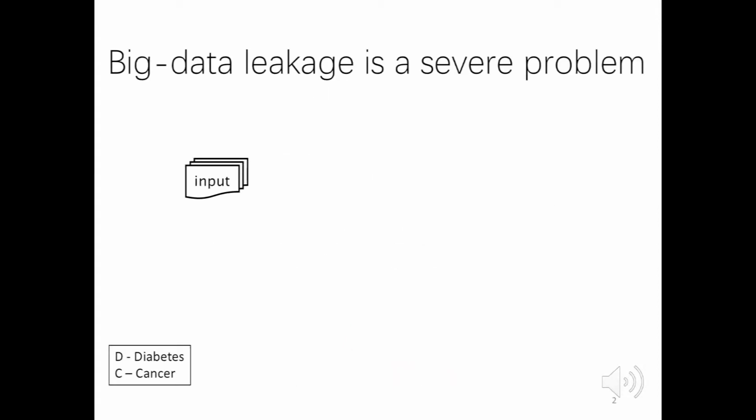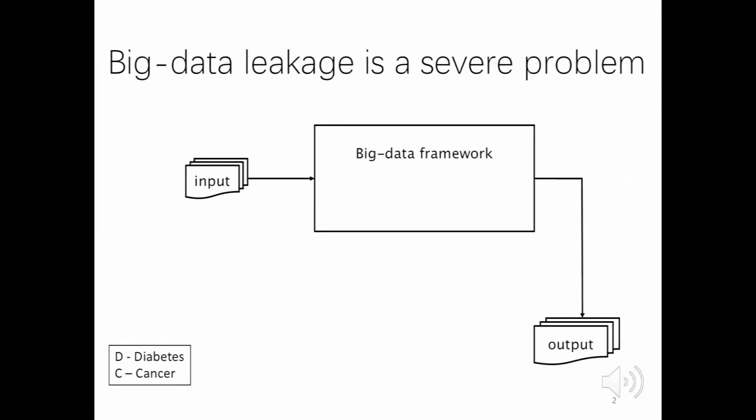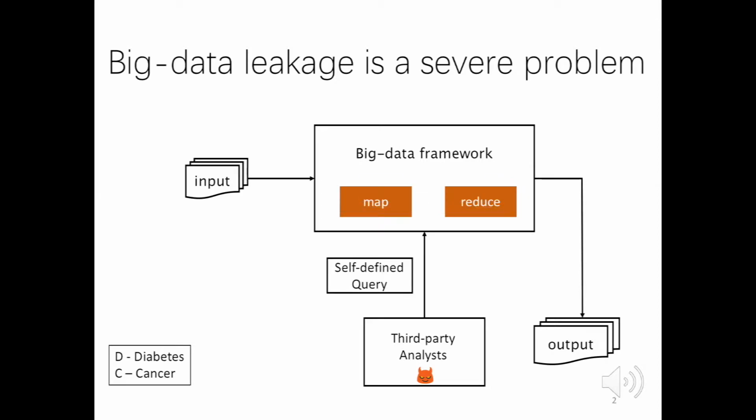Nowadays, companies use big data frameworks such as Spark to process data records. In practice, the company may allow third-party analysts to submit self-defined queries, such as data mining tasks. They can be Spark tasks that contain map and reduce functions. However, these incur privacy concerns, as these third-party analysts may be malicious and try to steal user-sensitive data.